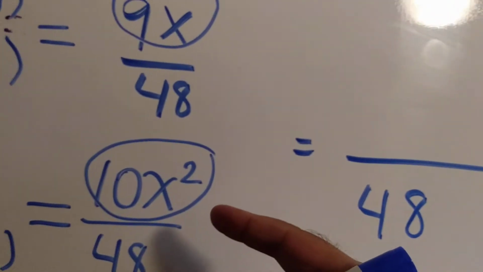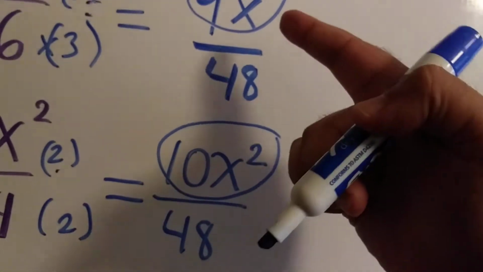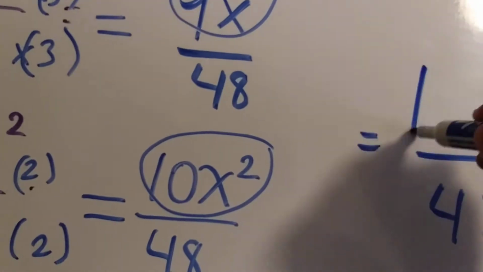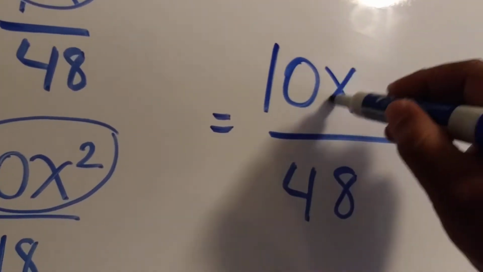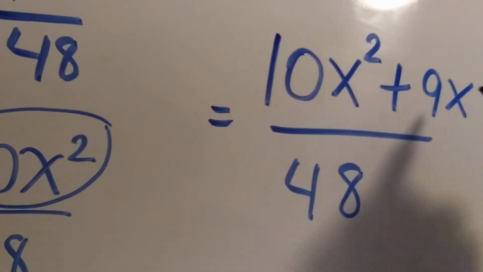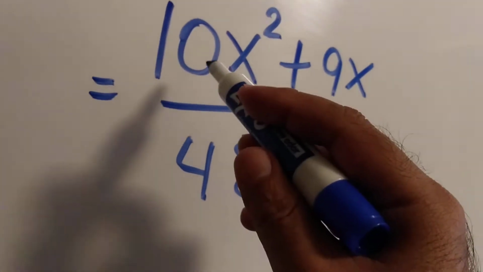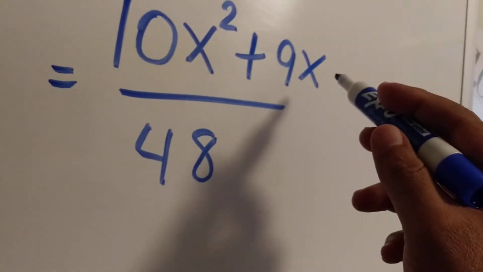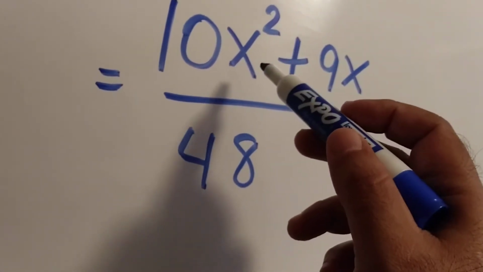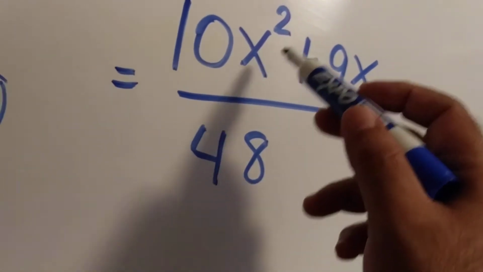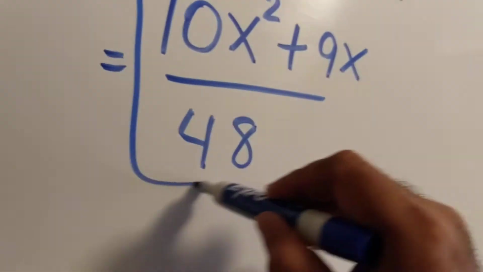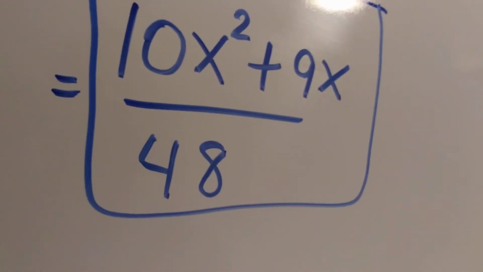Given that 10x squared cannot be collected with like terms of 9x, we would just write 10x to the second plus 9x. Remember, we cannot add and make it 19x to the third. That doesn't work that way. In order for you to collect like terms, they have to have the same variable elevated to the same exponent. So in this case, your answer would just be that right there.